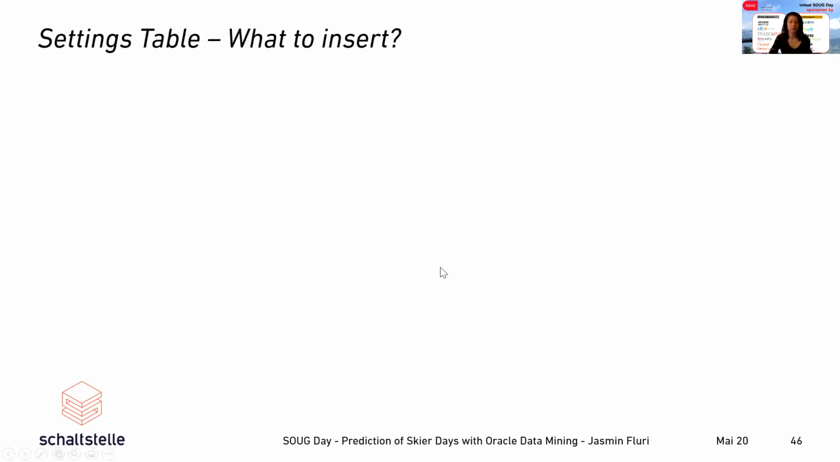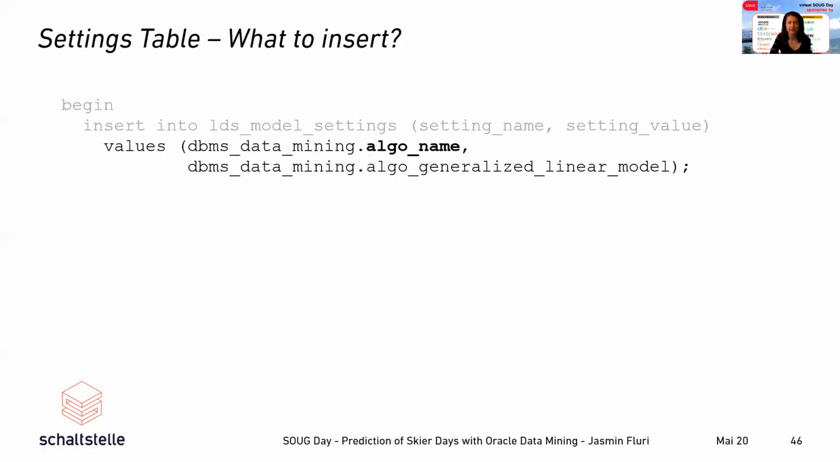Now, what did we insert? We inserted in our model three main things. The first thing was the algorithm that we wanted to use. This is defined with algo name and tells the data mining model which algorithm it should choose. We have chosen a generalized linear model algorithm that is doing a linear regression over our data points.